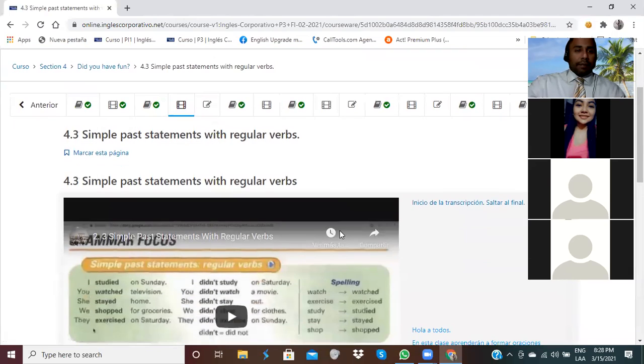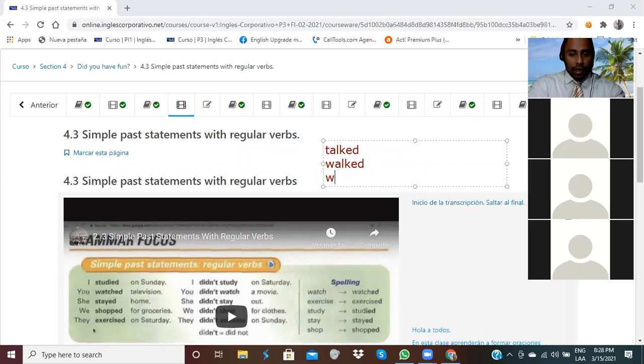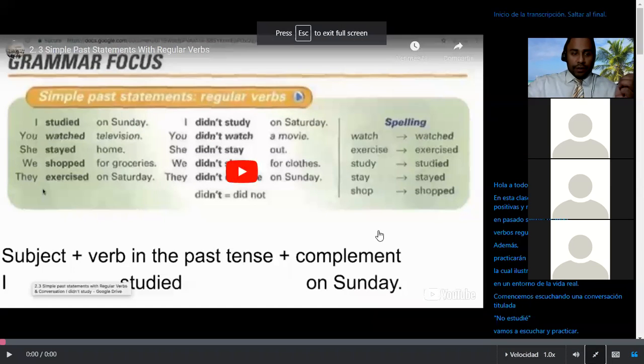So we're going to be looking at simple past statements with regular verbs. Los verbos regulares son básicamente los que le pones el ed para el pasado. Por ejemplo, talk, pasado, talked. Right? Walk, pasado, walked. Work, worked. Son los que básicamente le ponemos el ed en el pasado. El sonido de ed sería como te, teacher. That's right. It has three different pronunciations: ed, t, and d. Three different pronunciations. Listen, please.